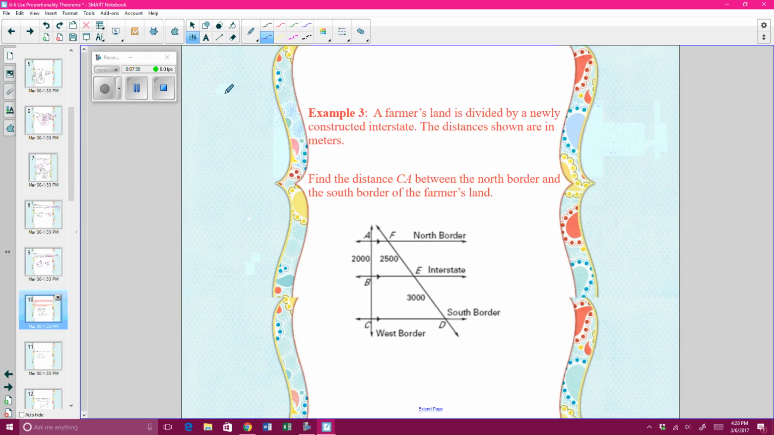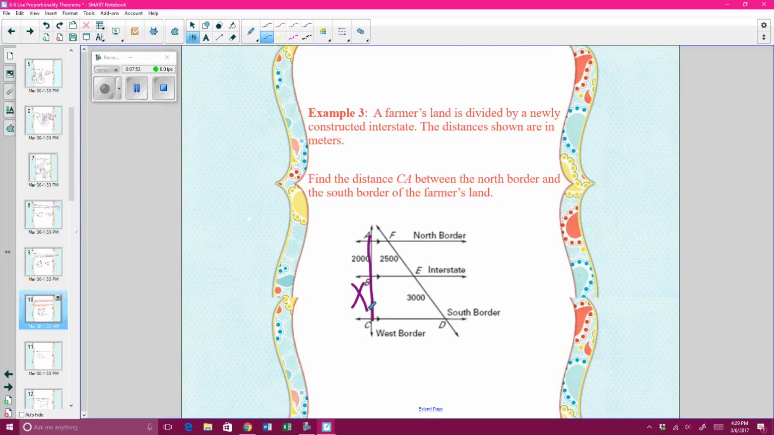All right, let's go in here and let's do this ladder problem. It says a farmer's land is divided by a newly constructed interstate. The distances are shown in meters. It wants to figure out what is the distance of CA. So CA is going to be all of this. And we can only find CA if we can find this segment right here.